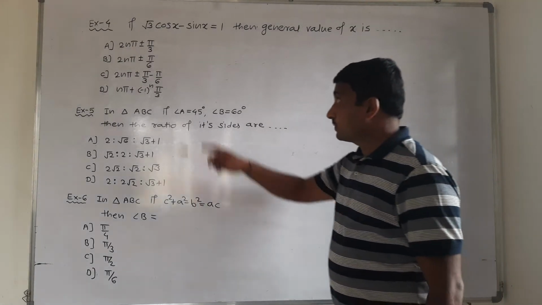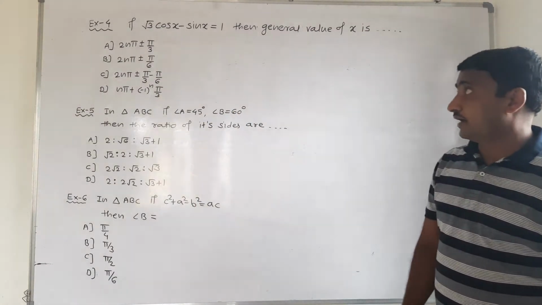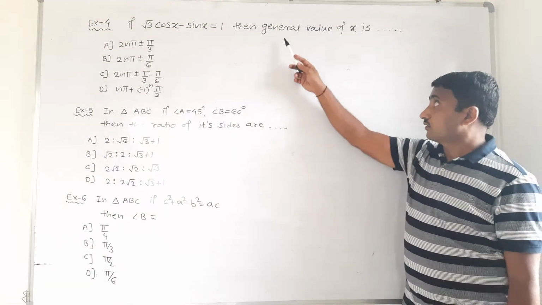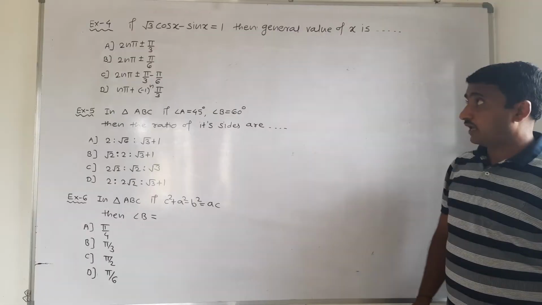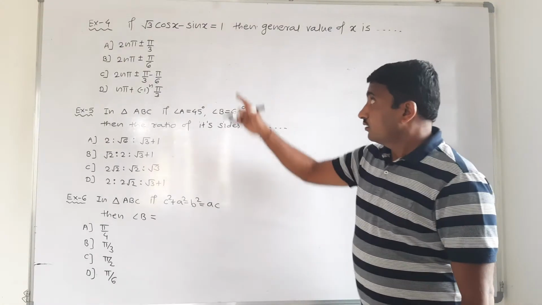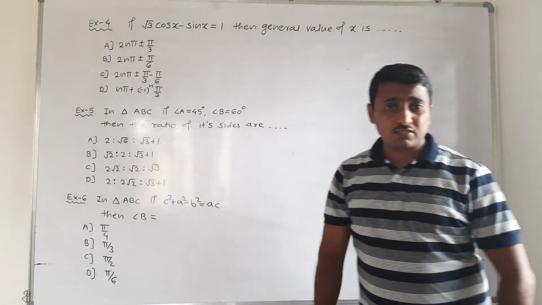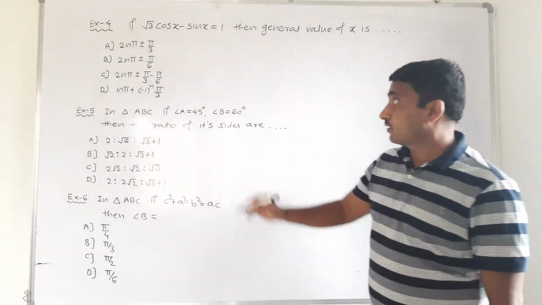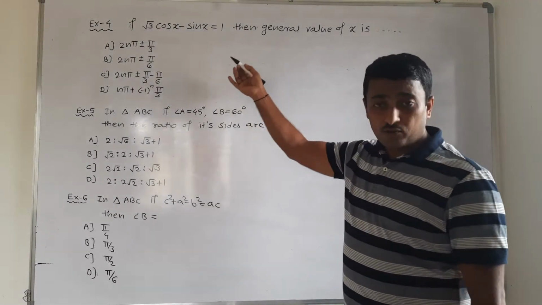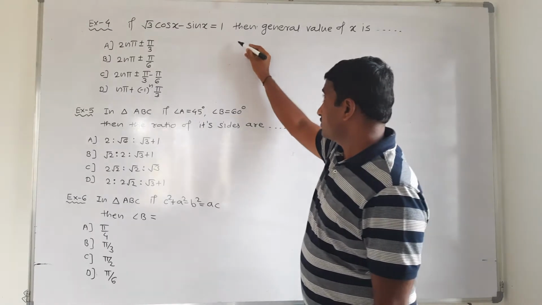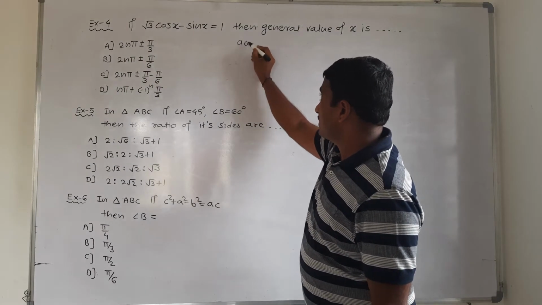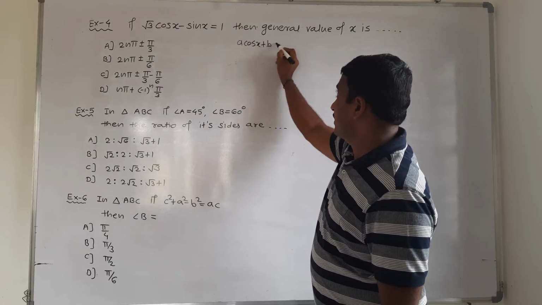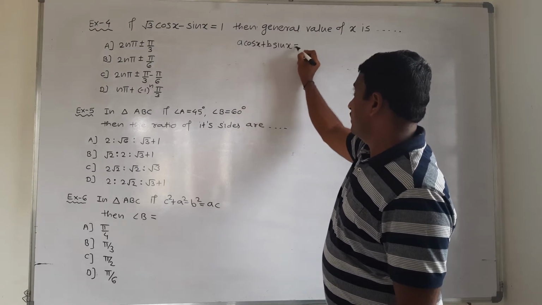Next example. If root 3 cos x minus sin x equal to 1, then the general value of x is dash. Now this is of the type a cos x plus b sin x is equal to some constant c type. Therefore we divide by square root a square plus b square.